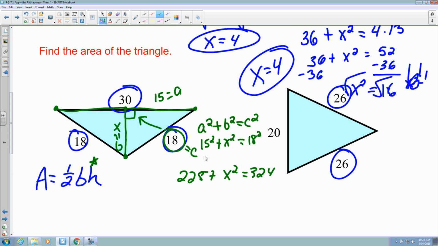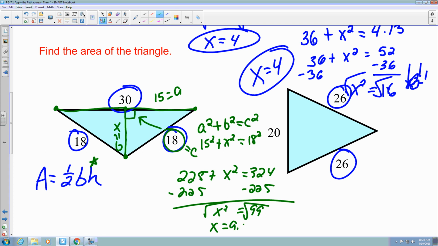I take that 324 and I'm going to subtract 225. And I get a value of 99. So now I have x squared equals 99. I get to take the square root of 99, and it's not going to give me a nice clean integer, so it's approximately 9.95. So when I go back here, I can just write in 9.95.